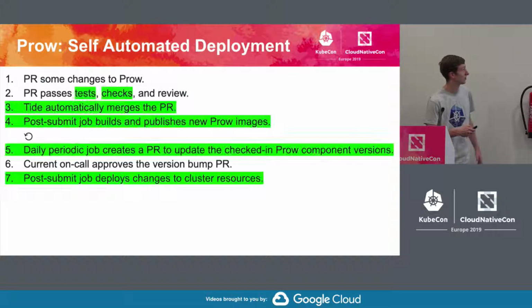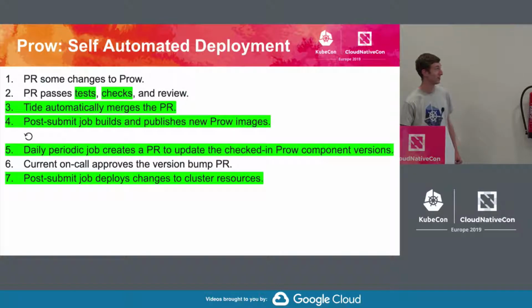So what this boils down to is that all of these green things are totally automated, and these things that are not are things that we really should not automate or cannot. It'd be great if Prow could write its own PRs, but we're a little ways out from that. Similarly, it cannot code review, so humans need to be involved for these steps here. But the only other step that we have to actually do to update Prow in production is to just approve a PR.